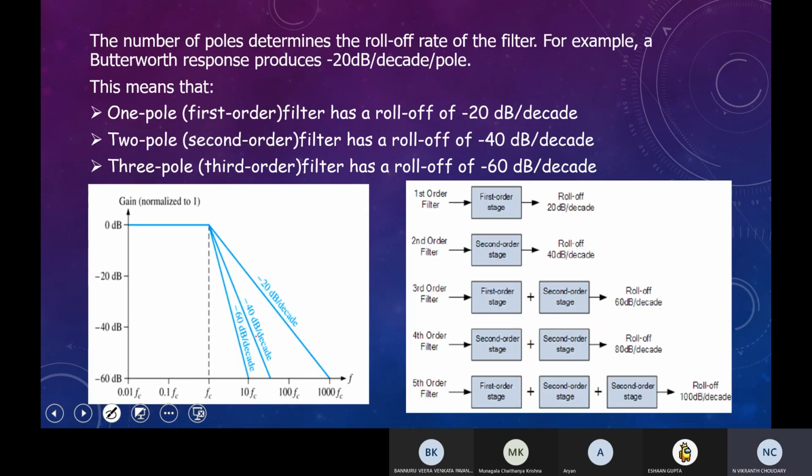Now the roll-off rate: as the number of poles increases, the roll-off rate increases by 20 decibels per decade. Minus 20 decibels per decade is for a single pole, minus 40 for a two pole, minus 60 for a three pole, minus 80 for a four pole, and minus 100 for a five pole. The more poles there are, the closer the response will be to vertical, and the closer it will be to an ideal filter. That's why we use more and more poles to get close to the ideal filter we want.